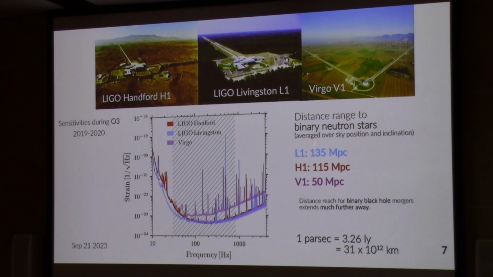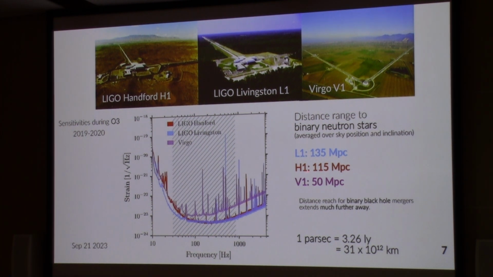This is the so-called distance range to a binary neutron star. You assume your source is a pair of neutron stars of 1.4 solar masses each. They collide somewhere in the universe at a distance d, and leave a signal in the detector. We adjust the distance so that the signal-to-noise ratio of that source is 7. We know that with this number we have a good chance to observe that source. So this defines the range.